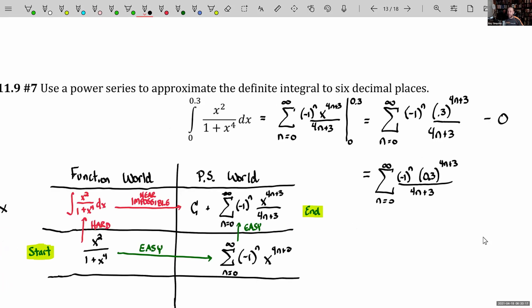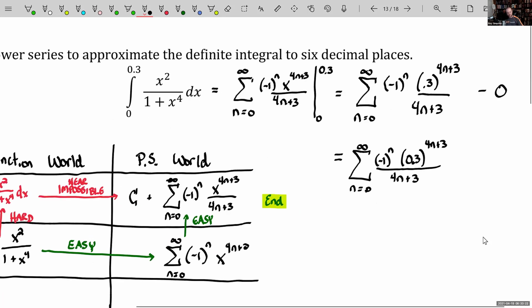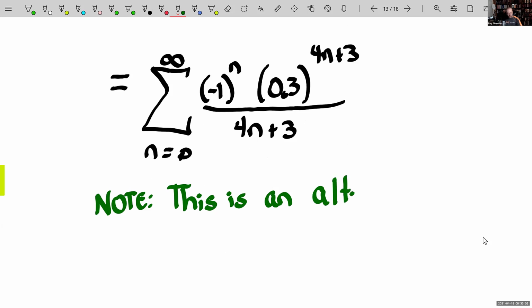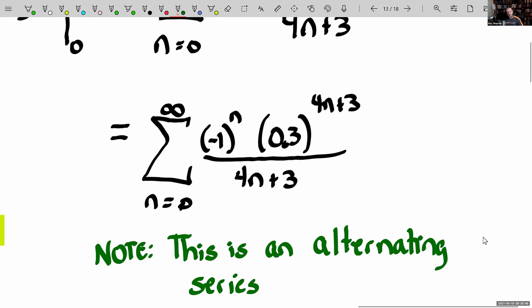Or we could do something very intelligent. Note, and this is going to be the trick to a lot of problems, this is an alternating series. Right? It's positive, then negative, then positive, then negative, then positive, then negative, and so on and so forth.